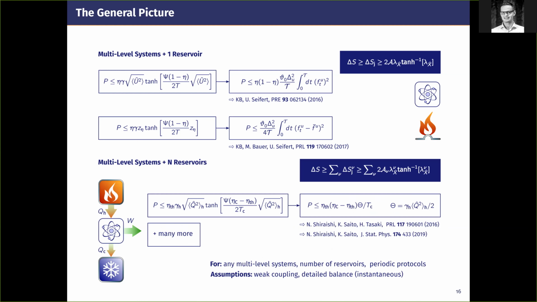Okay, so that's my last slide. So I want to close with this, as I think, quite nice unifying picture. I just want to mention that you can derive many more of these trade-off relations from this bound here, depending on what fluxes you're considering. You can derive trade-off relations for refrigerators and all sorts of things. All of this is valid for arbitrary multi-level systems, for any number of reservoirs, any periodic protocols. And the assumptions that go in here is that you have weak coupling and detailed balance. Instantaneous detailed balance means that your transition rates satisfy this condition at every instant of the cycle.